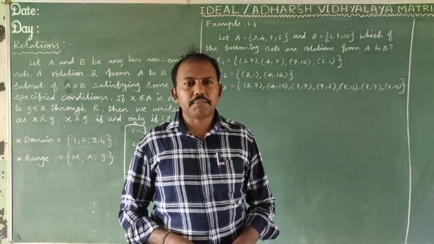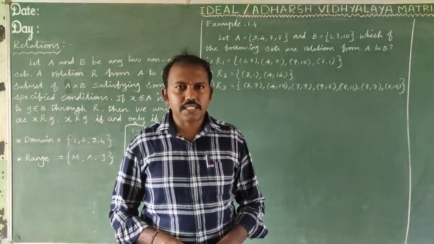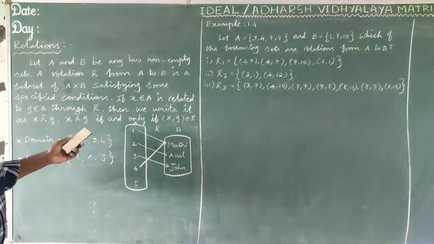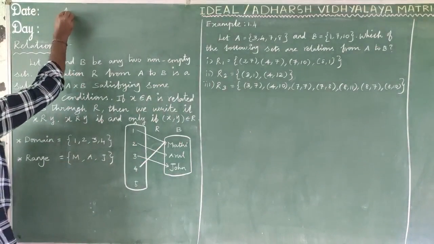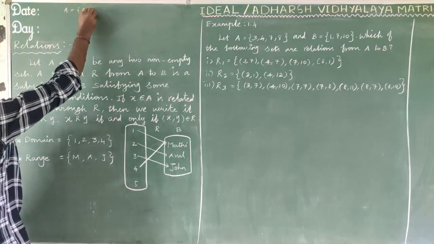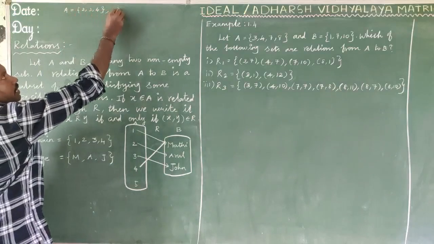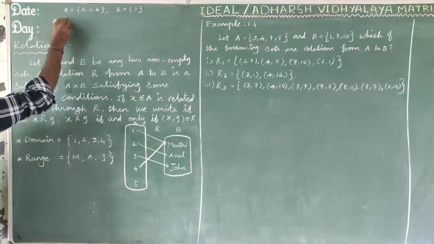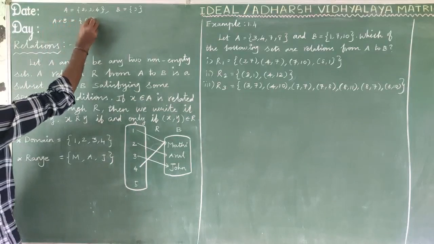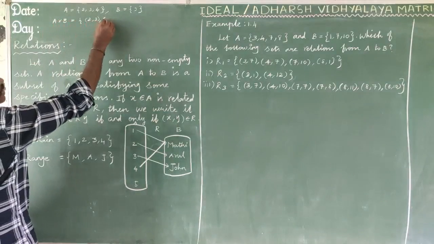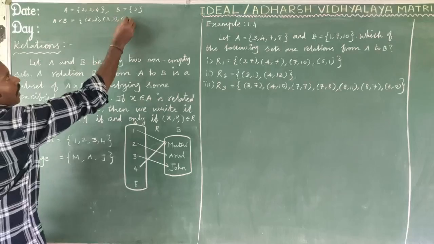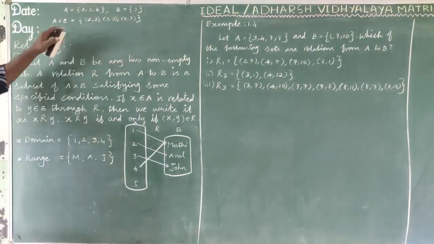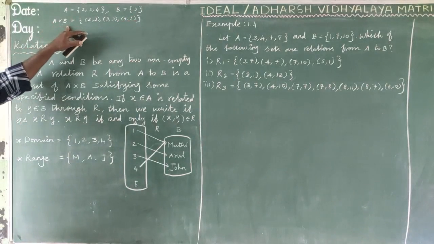Today we are going to see the chapter Relations and Functions. Today's topic is Relations. First of all, I recall Cartesian product. For example, the set A is equal to {2, 3, 4}. The set B is equal to {3}. Then A cross B, that is the Cartesian product, is equal to {(2, 3), (3, 3), (4, 3)}. Right. That is the Cartesian product of A and B.